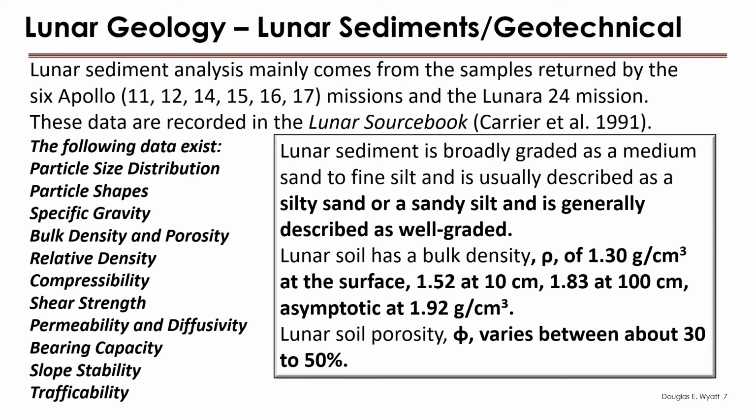Lunar sediments are typically graded as silty sand or sandy silt, and typically described as well graded. We have drilled on the moon some, not very deep, a meter or two, and we have density profiles of the sediments. The density increases, and from the data we have so far becomes asymptotic at about 1.92 grams per cubic centimeter. But the porosity of these sediments is very high, between 30 to 50%.